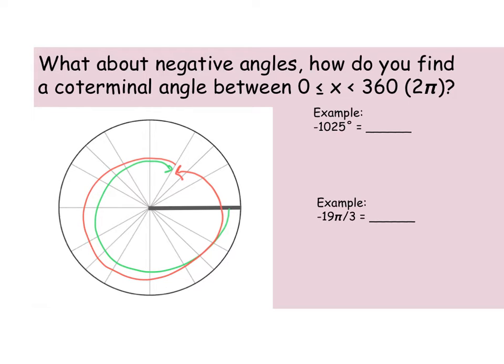So if we start with negative 1025, if I add 360 to this, that's going to give me negative 665. Then I'm going to add 360 again because I'm not between 0 and 360, and that will give me negative 305. And again, if I start with negative 305, I have to add 360 again, and then I'm going to end up with 55 degrees.